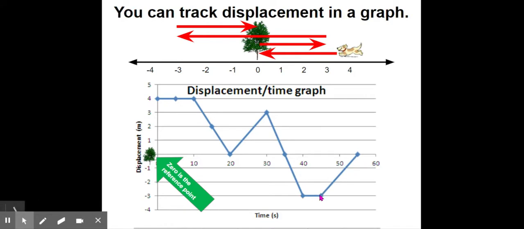And then he stayed there for, looks like, 5 seconds. So that's where he is here. Stayed there for 5 seconds, but you can't see that here. And then he runs back to the tree and stops. And here he is going back to the tree, because here's the tree at zero. And he stops. And this took him, let's see, 5, 10 seconds to do that. So to go from here to here, that took 10 seconds. So that's the extra information that we get in this displacement time graph.